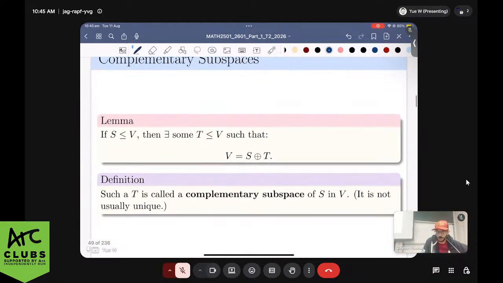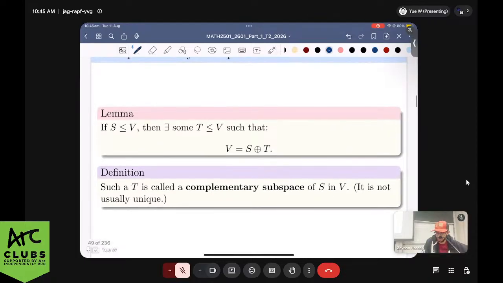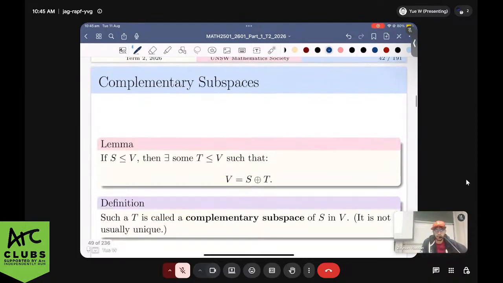Okay, so hey, what is this? If S is a complementary subspace, this basically says that if you have a subspace of V, you can find some other subspace T such that S direct sum T is the full space. You can think of it kind of as a complement, right?